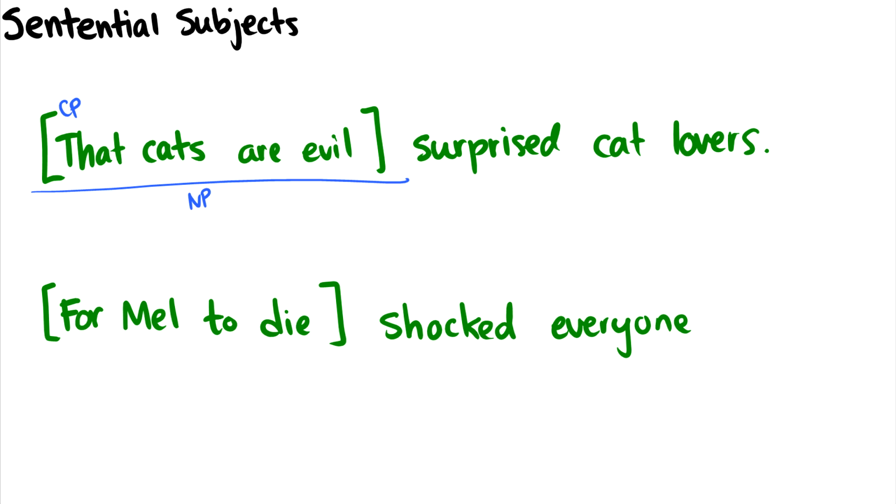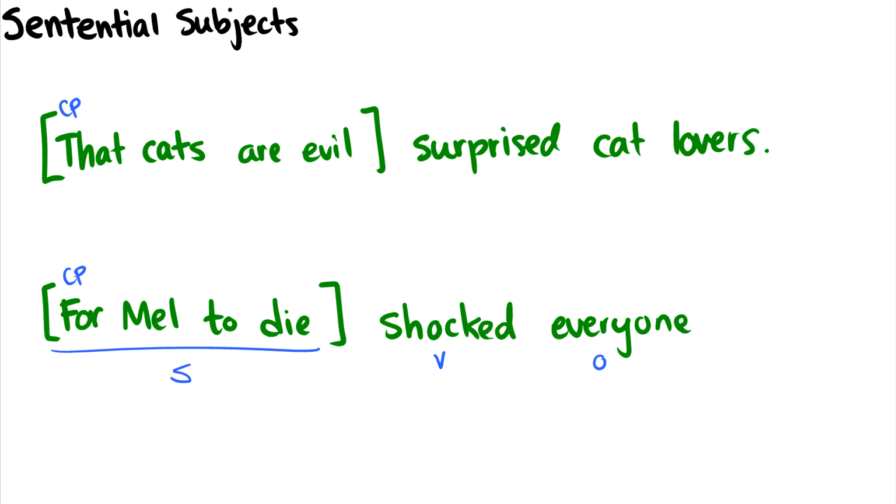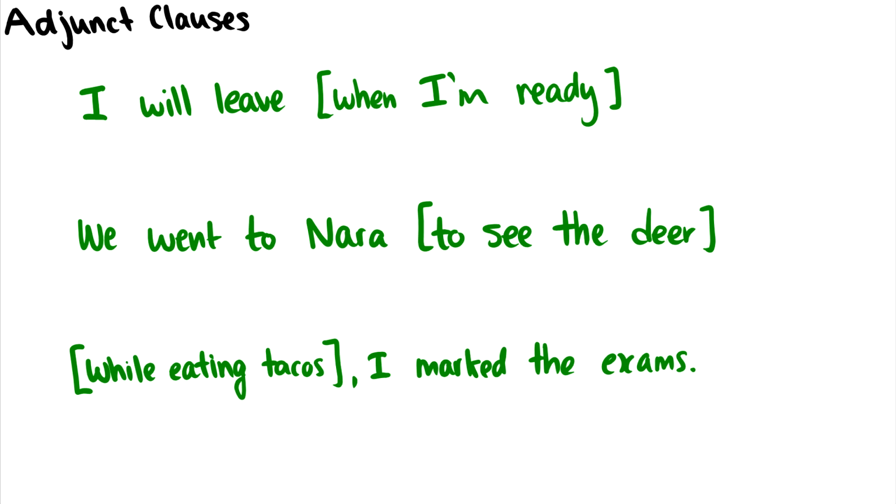What about formaldehyde shocked everyone? Again, if we just take a look at the sentence, we have our verb, we have our object, so this must be the subject. And typically, there is a noun phrase or determiner phrase there. We could say, the clown shocked everyone. Therefore, we know it's functioning as our subject. It just happens to be that it is a complementizer phrase. Those are sentential subjects. Another type of clauses are adjunct clauses.